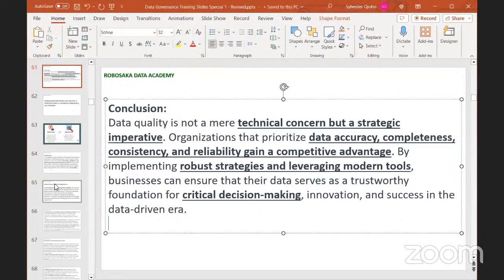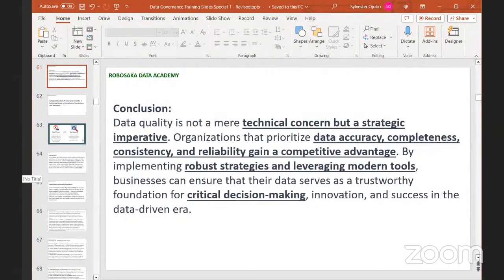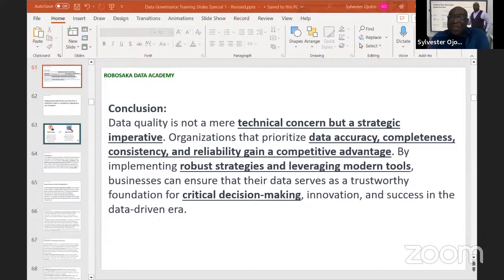And for the critical decision to be made, as he said, referring to the medical side, an informed decision will be made about a patient, with the correct treatment or information to be given to that person. So thank you. That is my understanding. Thank you so much, everyone.